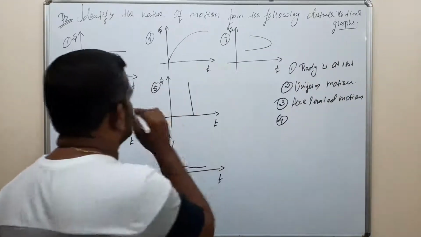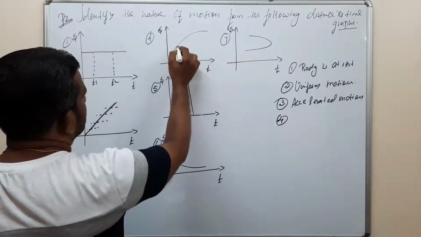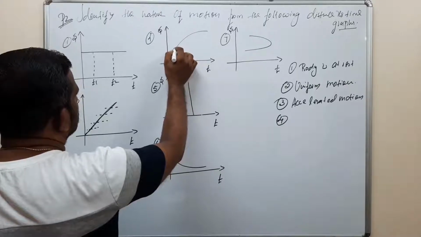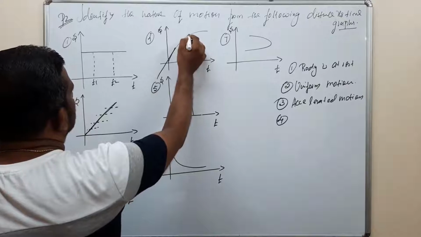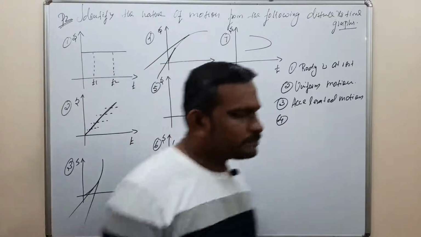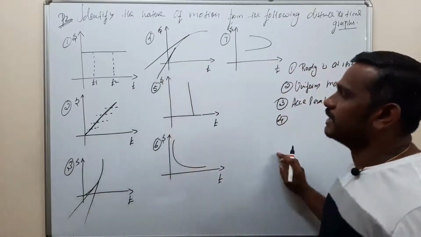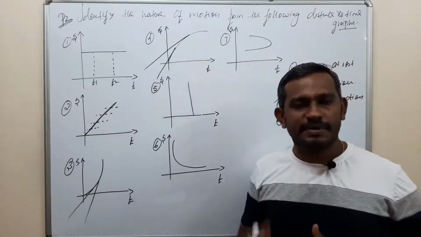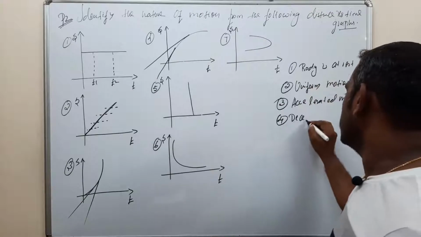Okay. So what about the fourth one? If you draw the tangent, the slope decreases. Okay, slope decreases as the time goes on. Slope decreases means speed decreases, that is decelerated motion.